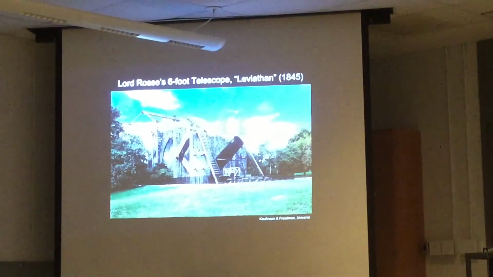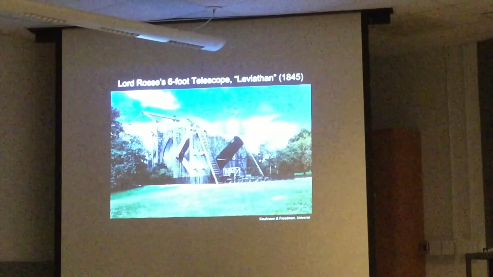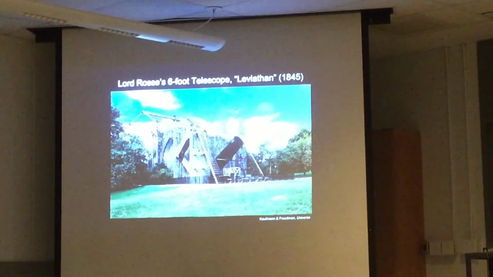This is Lord Rosse's 6-foot telescope named Leviathan. So this is from back in 1845. It's not 6 feet tall. 6 feet is the diameter of the objective. Yes, right. It's much, much taller than 6 feet.